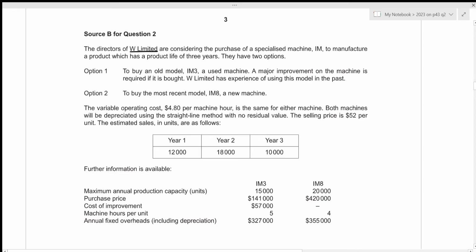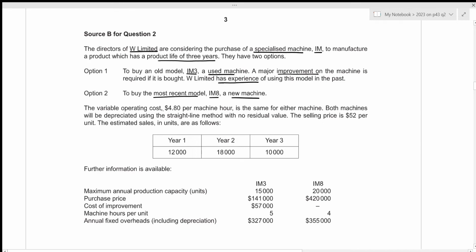The directors of W Limited are considering the purchase of a specialized machine, IM, to manufacture a product which has a product life of 3 years. And they have 2 different options. So the first one is to buy an old model IM3, which is a used machine, and a major improvement on the machine is required if it is bought. Okay, there's also an improvement cost required, and W Limited has experience of using this model in the past. The second option is to buy the most recent model IM8, which is a new machine.